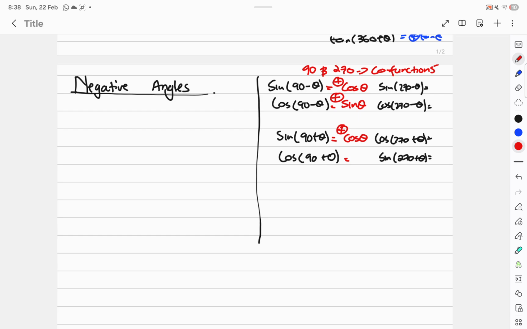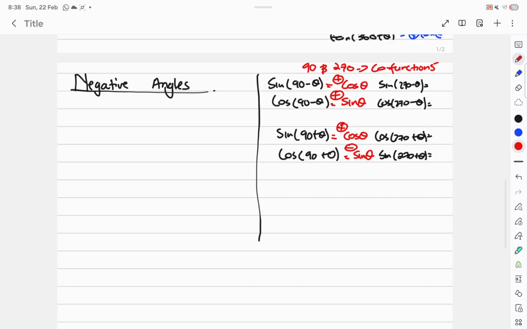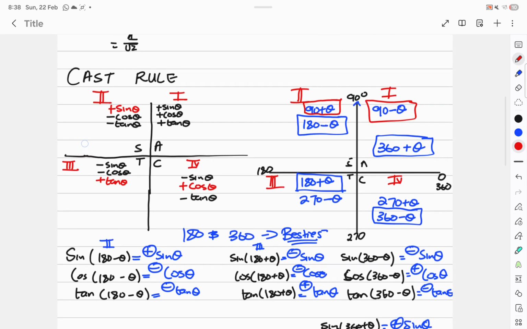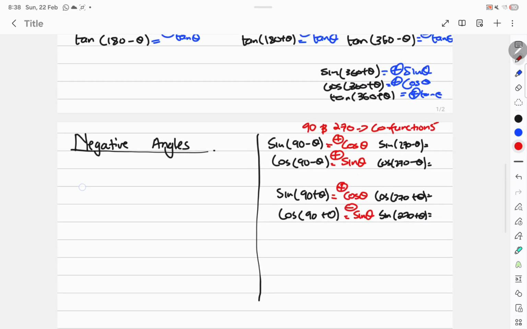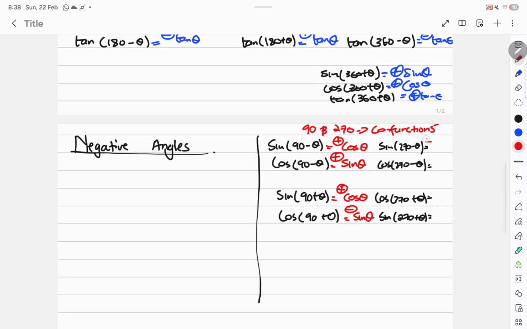And then the cos of 90 plus, second quadrant, how is cos there? Cos is negative, but this will be sine theta. Remember, it's changing to sine. All right, the sine of 270 minus, which quadrant is it? 270 minus is the third quadrant. How is sine there? Sine is negative, but this will be cos theta.